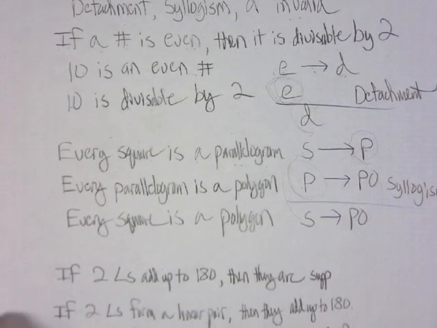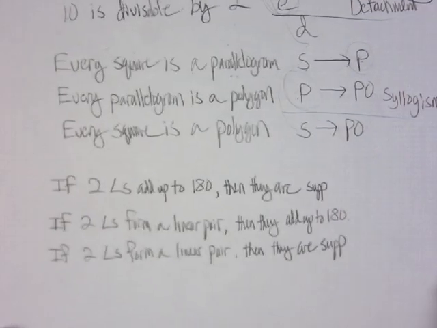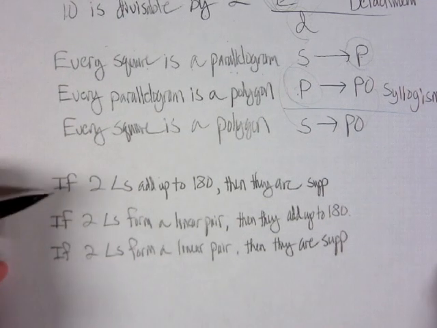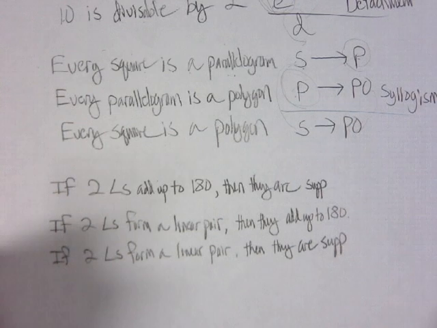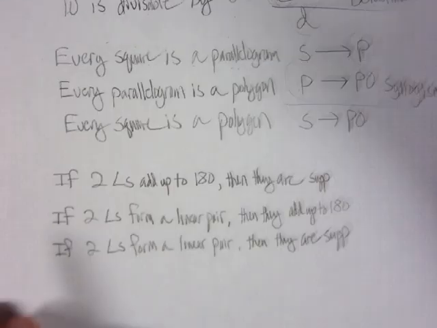Okay? What about this next one? Okay, so number one, I see three if-then statements, so I already know detachment is out. It cannot be detachment. It's either syllogism or it's nothing. So let's go through and see the pattern.